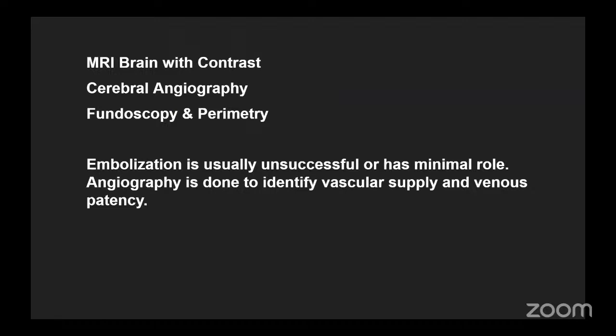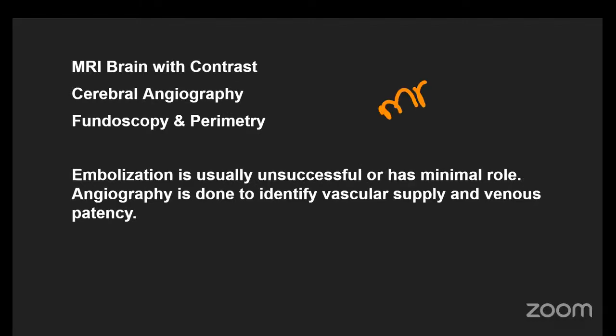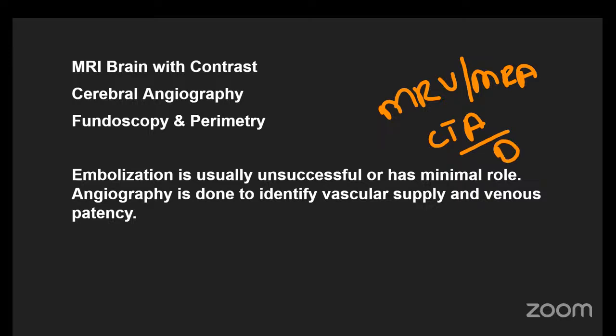Nothing is new here. They are the usual investigations we get for almost all the meningiomas. We need the MRI brain with contrast, and we need the cerebral angiography. Apart from that, we are going to need fundoscopy and perimetry. Regarding angiography, we would either need MRV, MRA, or CTA. The best option is DSA, even though CTA usually suffices in a lot of cases.